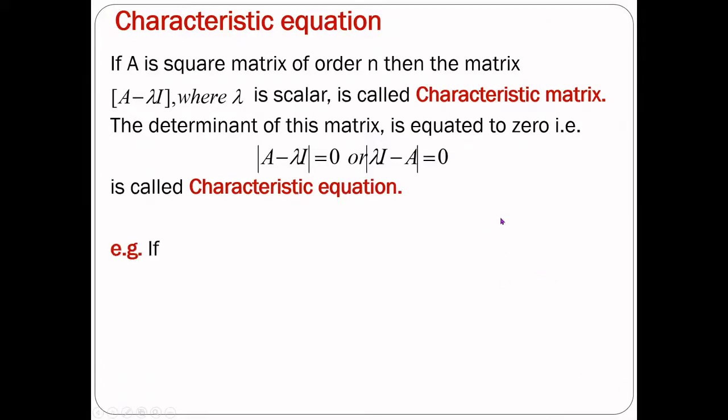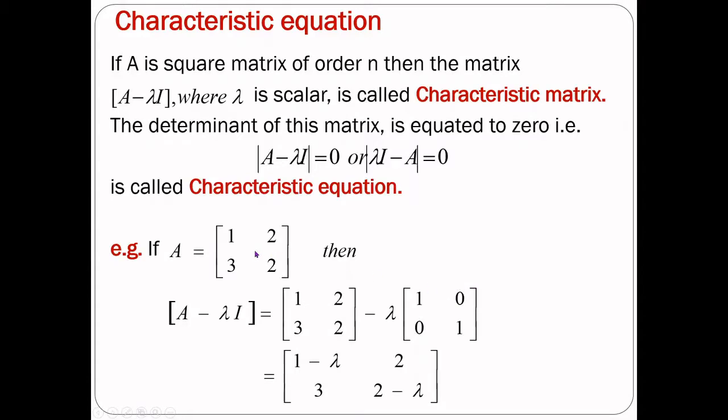For example, if A is a 2 cross 2 matrix 1, 2, 3, 2, then A minus lambda I is equal to matrix A minus lambda times the identity matrix of the same order, that is of order 2 cross 2. Then the resultant matrix A minus lambda I is 1 minus lambda, 2, 3, 2 minus lambda. That is, we have to subtract lambda from the diagonal elements.